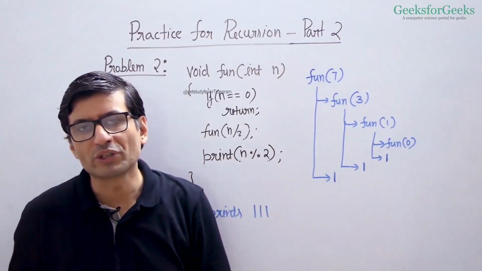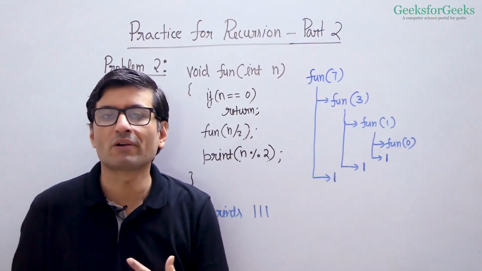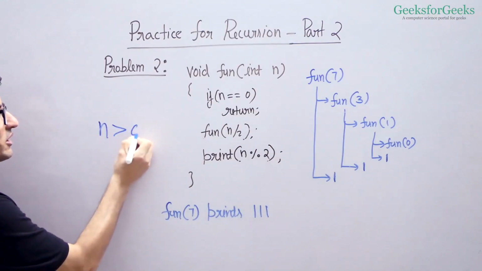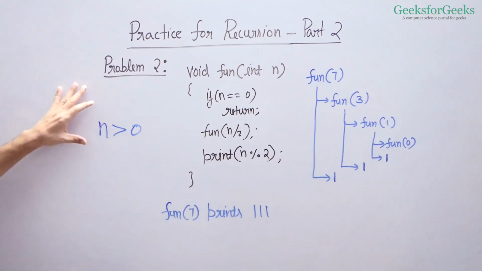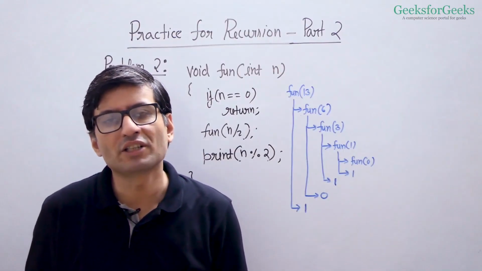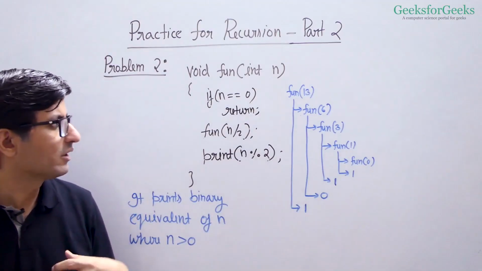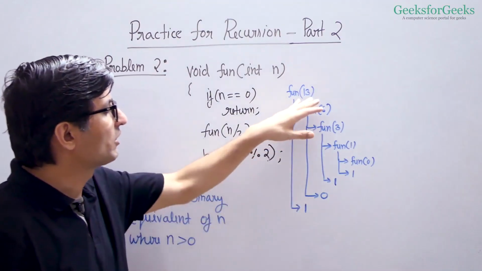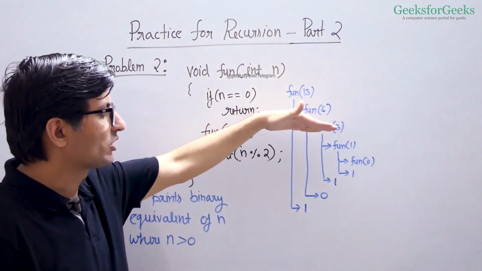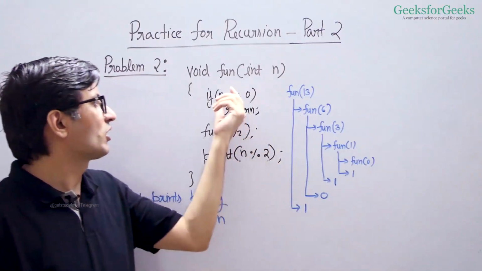Now please pause this video and try to think what this function does in general for a number n which is greater than 0. Your input number is greater than 0. What does this function print for this number? This function actually prints the binary equivalent of a number n where n is greater than 0. Let's see one more example for n equal to 13. When you call for 13, it calls for 6, then it calls for 3, calls for 1, and then calls for 0. So when you call for 0, you fall into the base case.